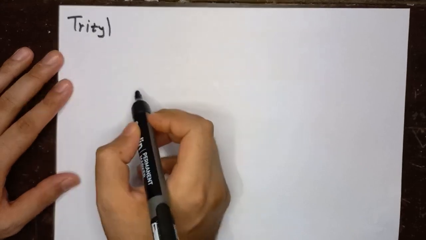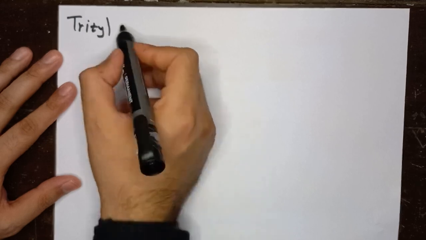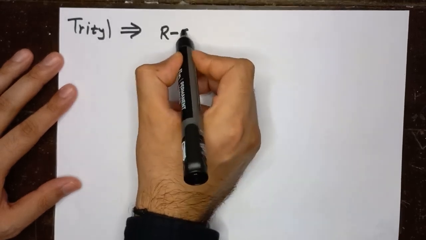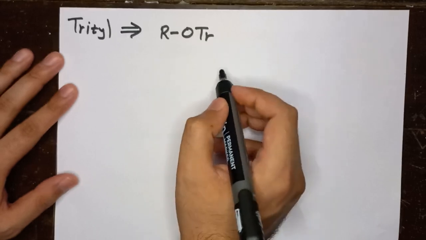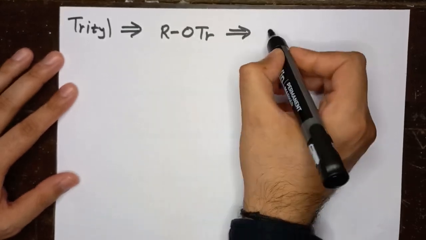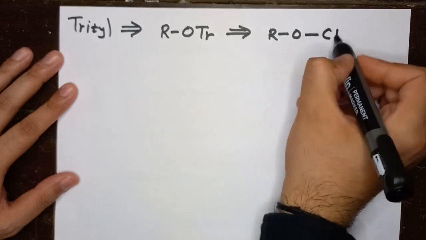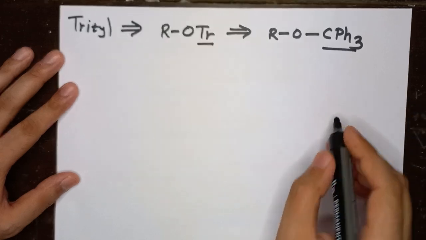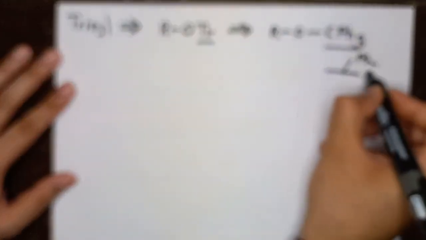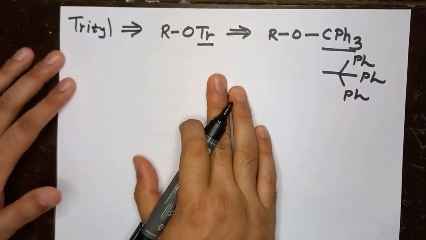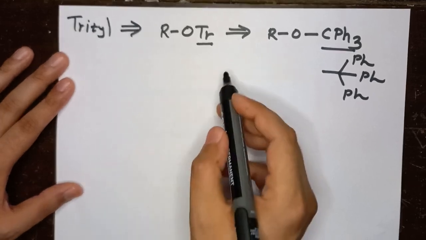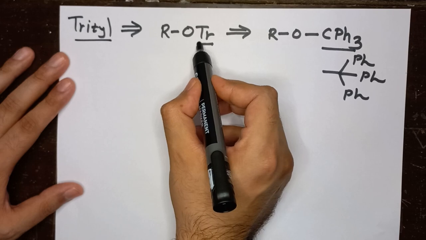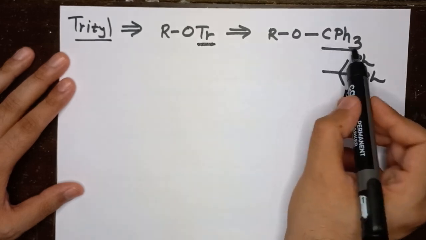Okay, let's talk about the trityl protection group. So what is it? This can be written as ROTr. And what is this Tr group? This can be written as ROCPh3. So trityl group is basically CPh3, a carbon attached to three phenyl rings. So this is what we call a trityl group. So a trityl group, which can be written as Tr, is nothing but CPh3.